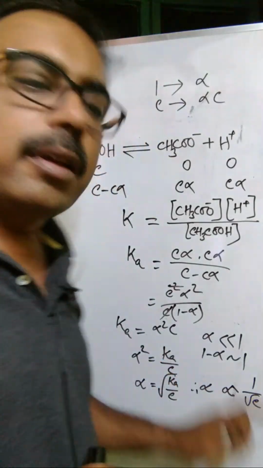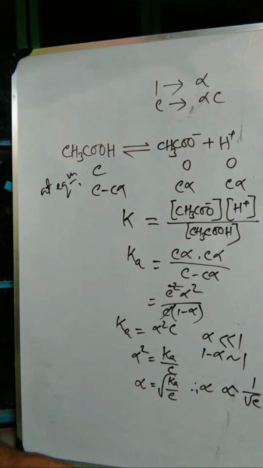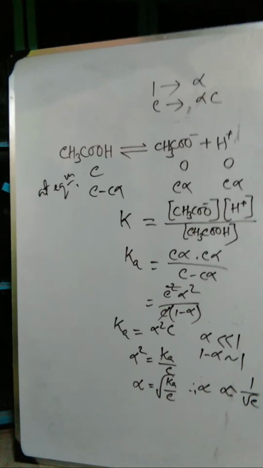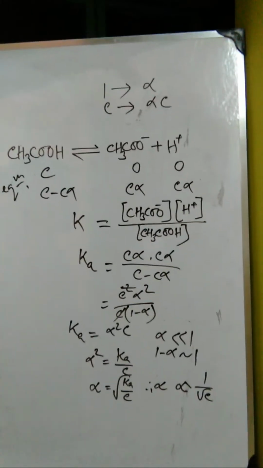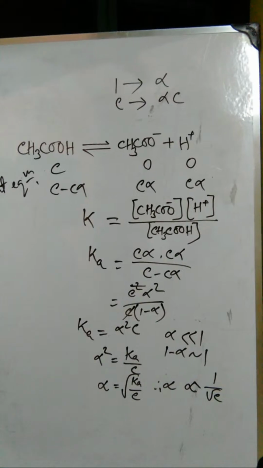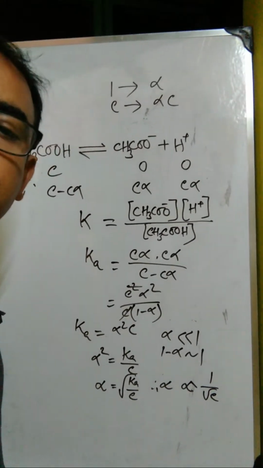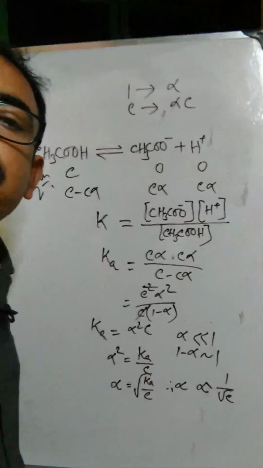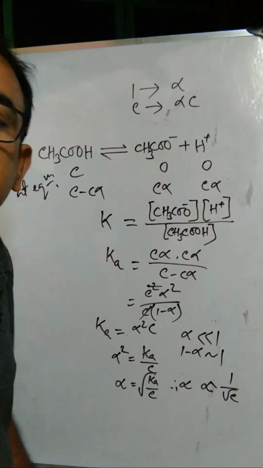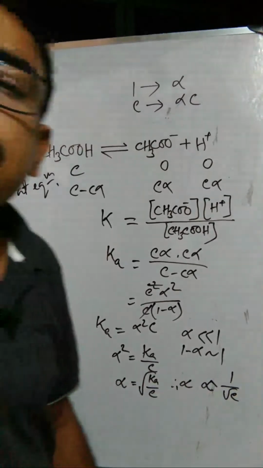So the degree of dissociation is inversely proportional. Ultimately, we have achieved the conclusion that the degree of dissociation is inversely proportional to the concentration of the weak electrolyte. That is, with dilution, the degree of dissociation will be increasing.